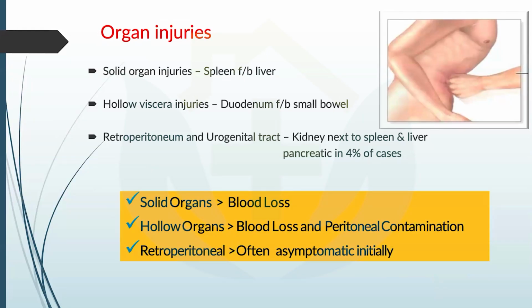Coming to a brief overview of the organ injuries, the major visceral or solid organs that can be injured are liver, spleen, the pancreas, and in some cases hollow organs like gut can be injured.